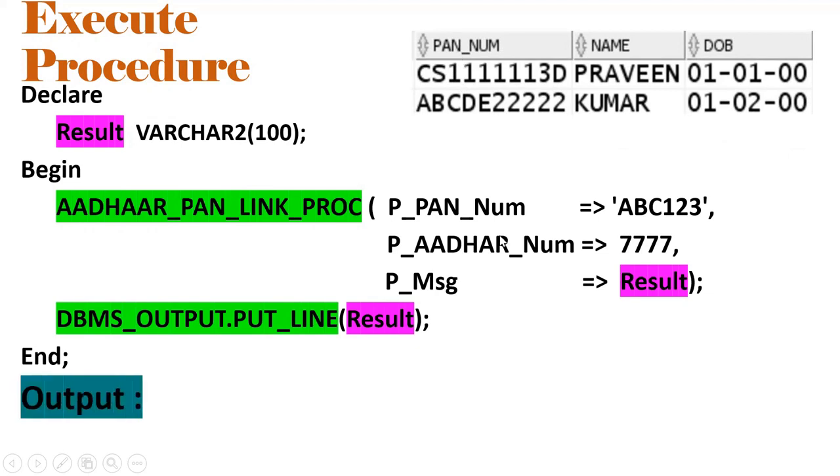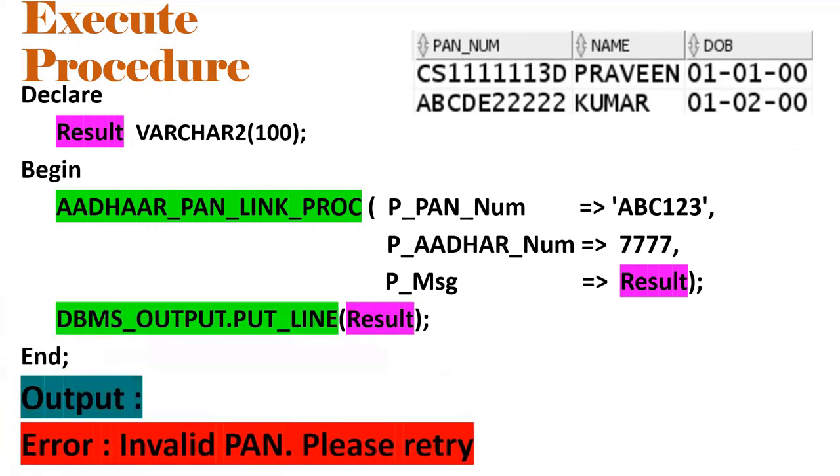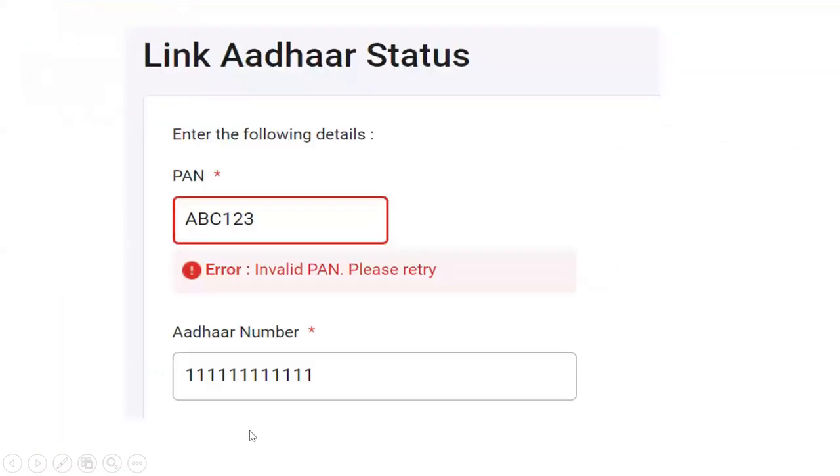So we should show the error message, invalid PAN, please retry. See, this is not there in the database. This is an invalid PAN, so we should show this user message to the user. See, like this we are able to show invalid PAN, please retry. That is the first validation. The second validation is the Aadhaar number. We'll see this now.